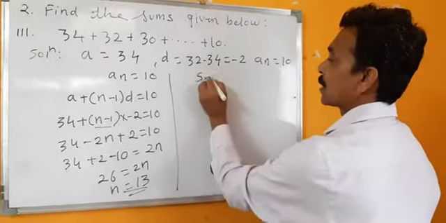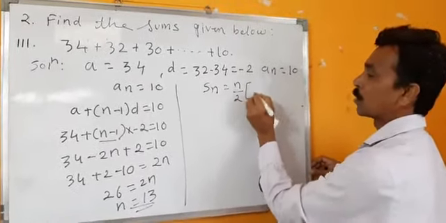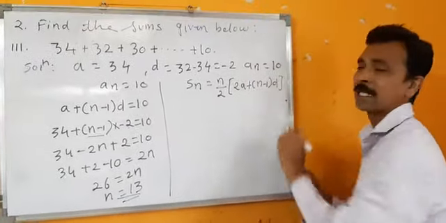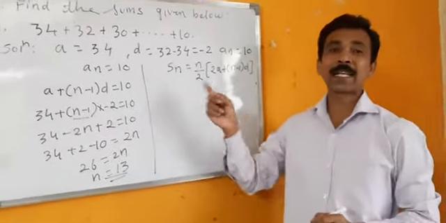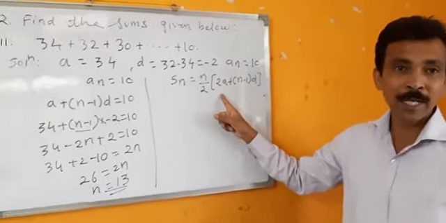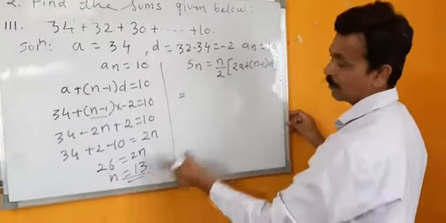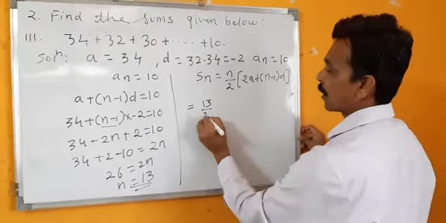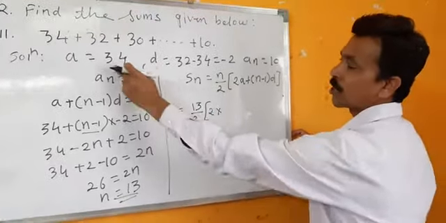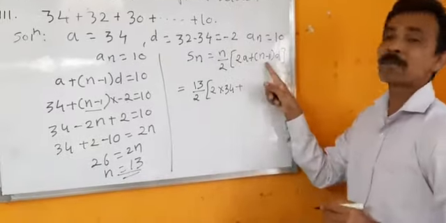Now I will find the sum, that is Sn. Sn is equal to n by 2 into 2a plus n minus 1 into d. This is the formula for Sn. Sn means sum of n terms. I will place the values. What is the value of n? 13. 13 upon 2 into 2a. A is how much? 34. Plus n minus 1 into d.